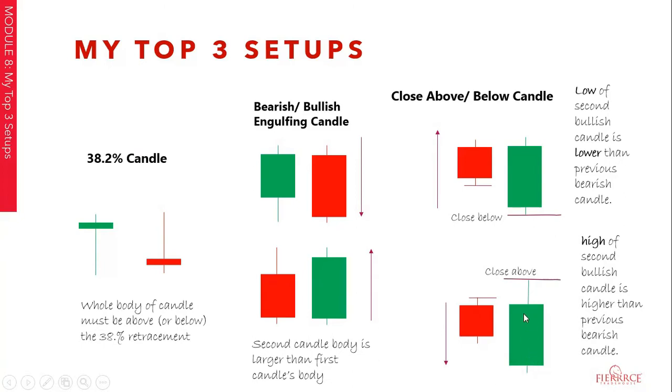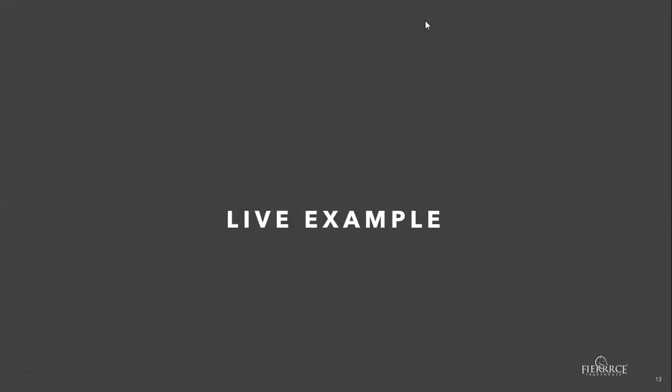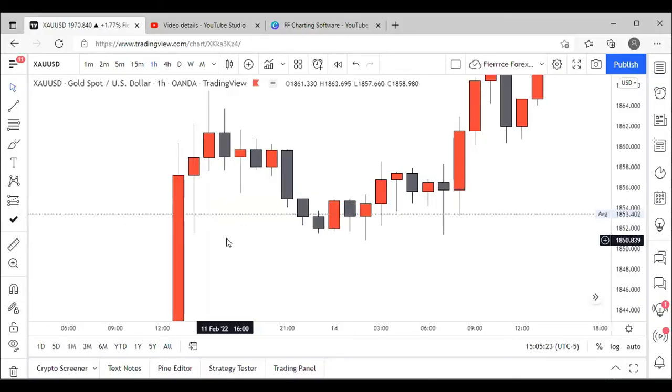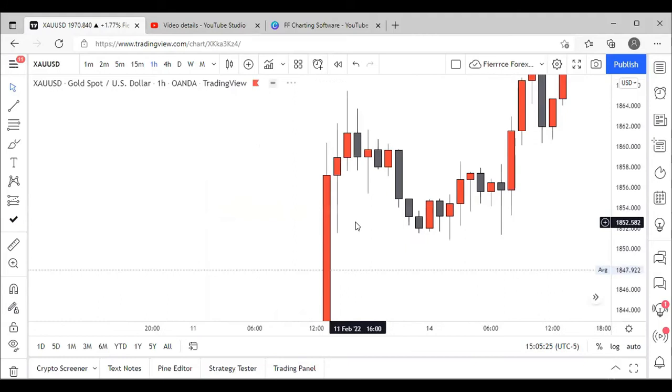And this is a bullish candle, and in this case, the low here is lower than this one. So this is a close below candle setup, and this is a close above candle setup. So guys, these are the three setups. Now we can look at this on our chart. Let me go to my TradingView and see if we can find any of these three setups. So let me see.